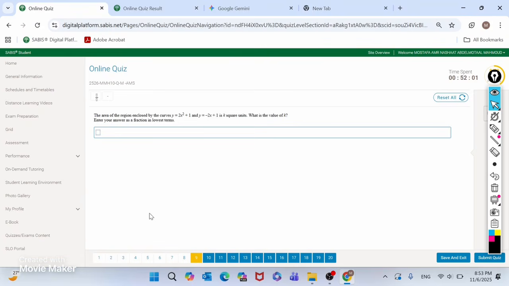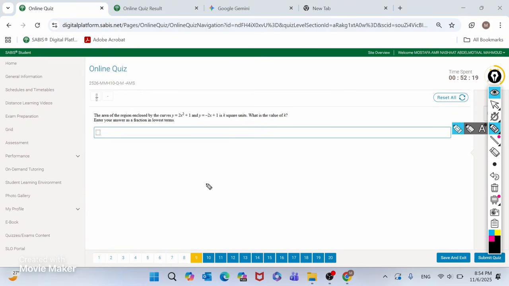Okay guys, this one is a bit hard. The area of the region enclosed by the curves y equals 2x squared plus 1 and y equals negative 2x plus 1 is k square units. What is the value of k?